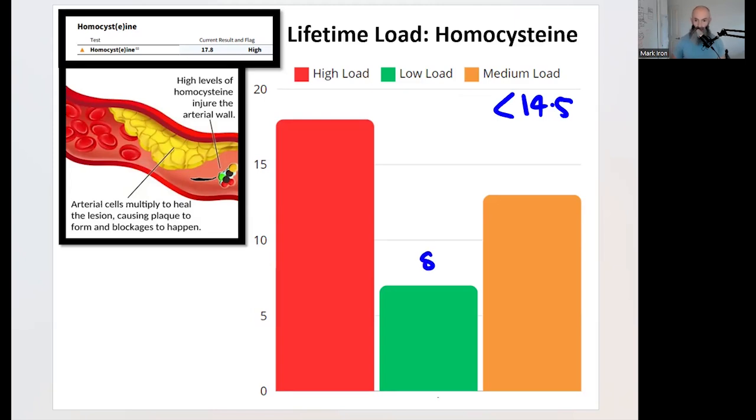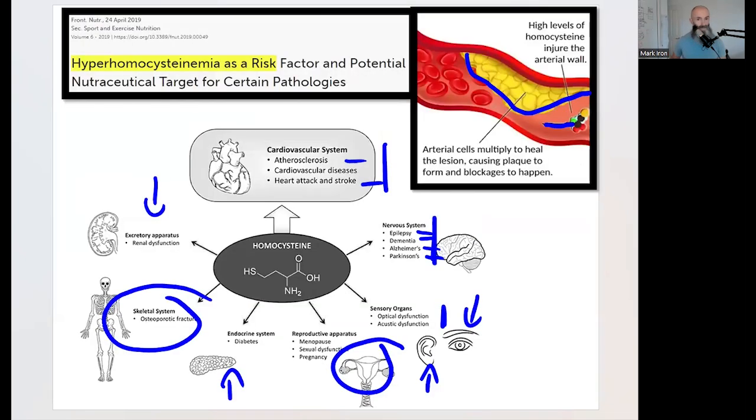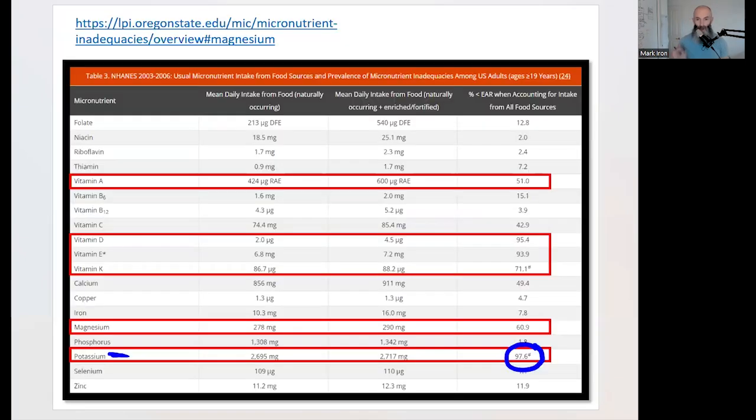You want to get it to about 8 and below. So that's the green zone. That's safe. Now, if it's 14.5 and below, that's not optimal. You've got a medium load. And if it's higher than that, like this is a pretty typical lab we see back, 17.8, when we first start working with new people, that's where the homocysteine is. And as you can see there with homocysteine, it's not helpful. So that's why we've got to make sure we've got optimal vitamin and mineral status.